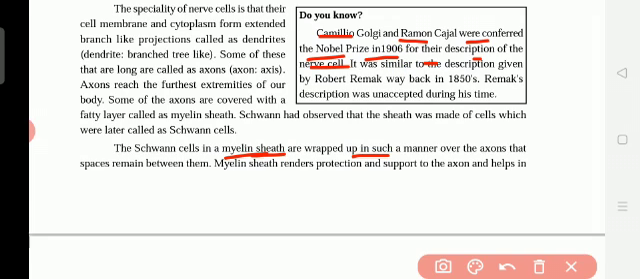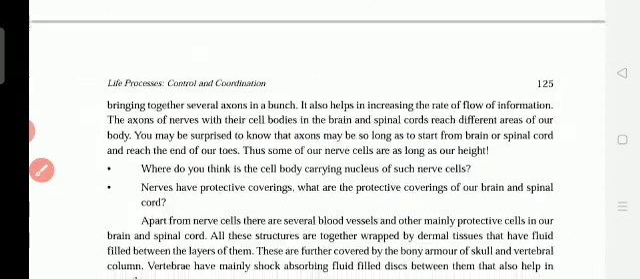Camillo Golgi and Ramon y Cajal were conferred the Nobel Prize in 1906 for the description of the nerve cell. They studied the nerve cell very clearly, so they got the Nobel Prize. It was similar to the description given by Robert Remak way back in the 1850s. So Robert Remak already explained the nerve cell in 1850, but it was not much cared for or given importance. Afterwards importance was given and they appreciated him, but only after his death.